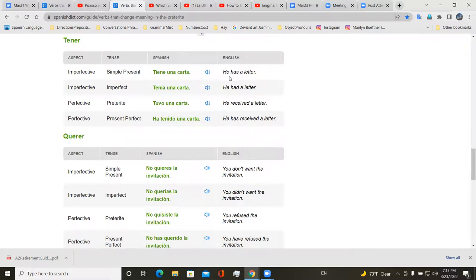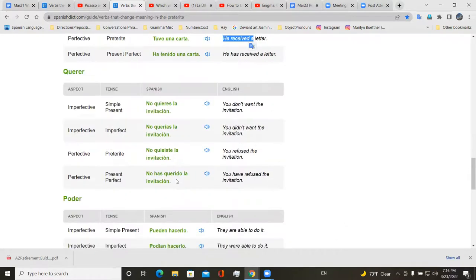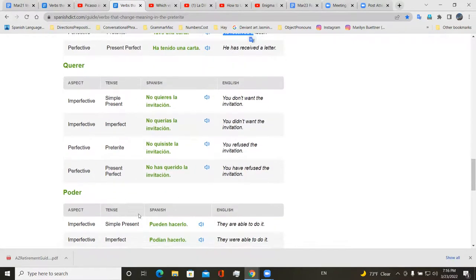Tener, some examples. ¿Tiene una carta? He has a letter. ¿Tenía una carta? He had a letter. Tener, usually like 90% of the time, you're going to hear it in imperfecto. But ¿tuvo una carta? He received a letter. Tuvo, which is the preterito, and look how weird that is. Tuvo does not look like it comes from tener. It's a very irregular verb. You don't hear tener used a whole lot in preterito. When you do, it means received, actually got it in his hot little hands. It's an event. Somebody forked it over and put it in his hands. He received a letter.